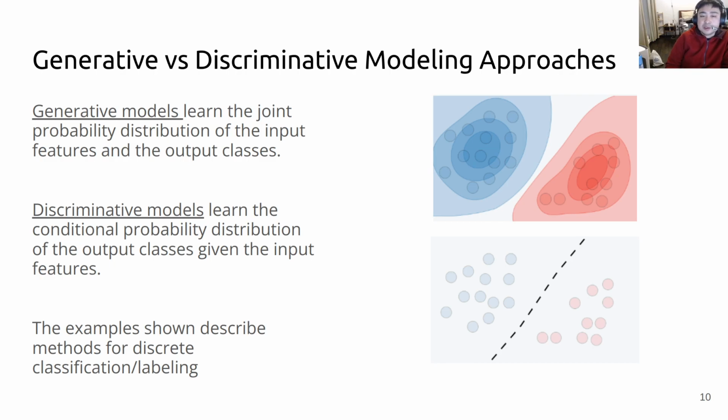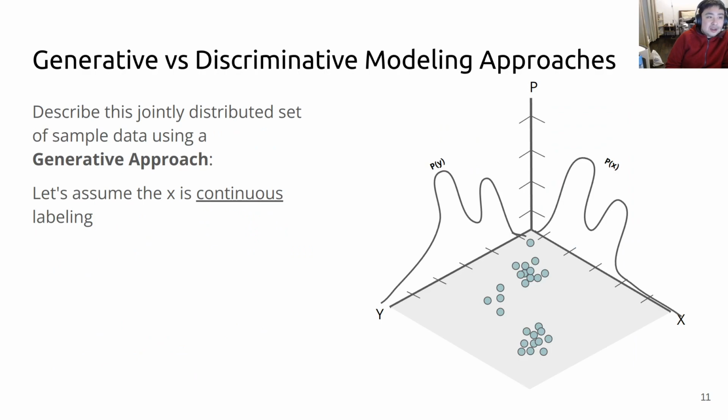But we can also use the same modeling approaches for continuous data sets. Basically, if we look at this data set here, how would you describe this jointly distributed data set as a generative approach if we're looking at the labels as continuous labels? So let's say we're going to do an inference task. We're trying to classify the depth of a certain pixel.